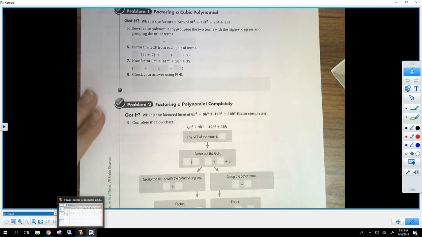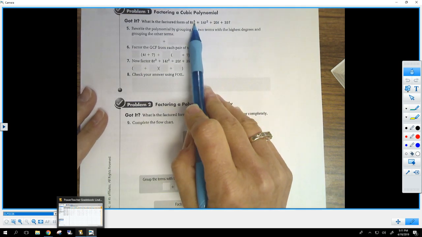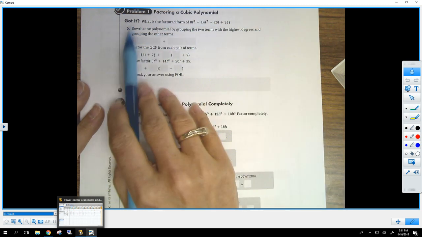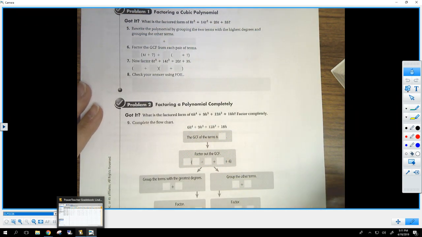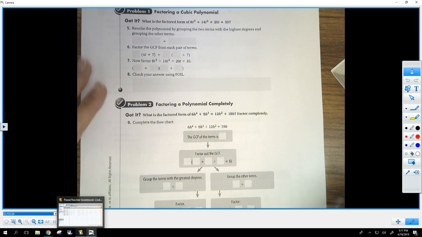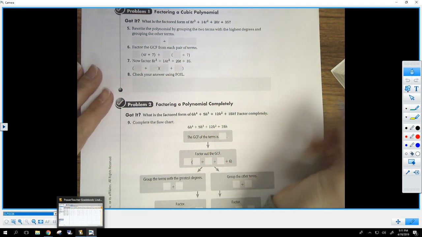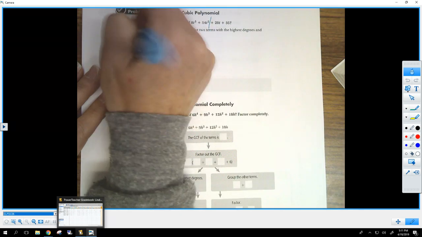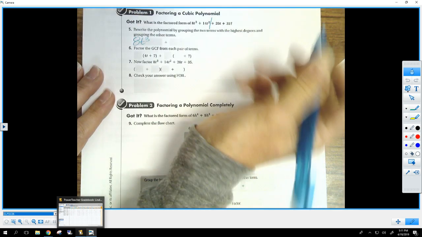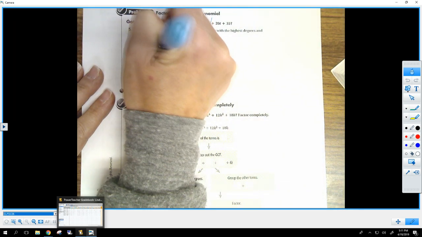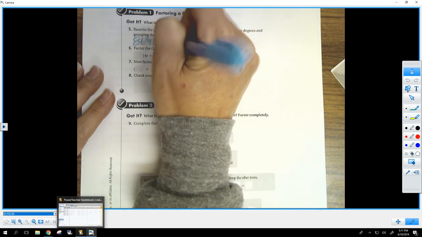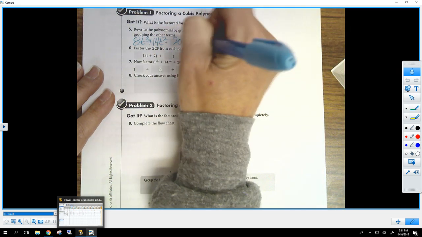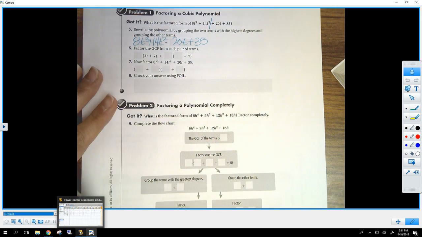Factor a cubic polynomial. So here's where we have to the third, right? So rewrite the polynomial by grouping 2 terms with the highest degrees and grouping the other terms. All right, so here's where we would cut it in half, right? So 8t cubed plus 14t squared, then we've got 20t plus 35, right? We have it broken in half.